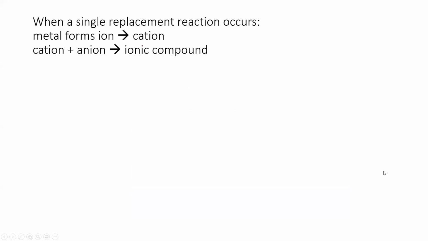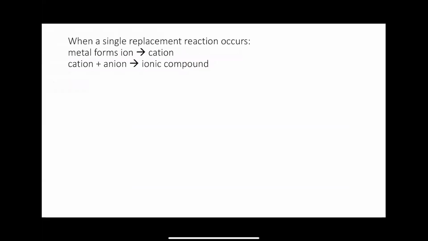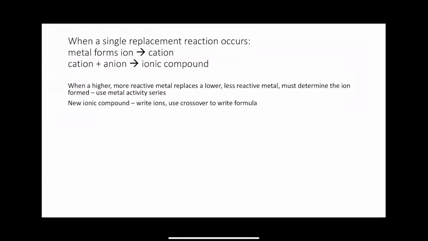Okay. So here I'm going to go back to my slide so I can write on this. All right. So when you have a single replacement, you have a metal replacing another metal, and that metal has to form an ion. And so you use the activity series for both of those. Well, then you write the ionic compound, and this is writing the ions and using the crossover rule.